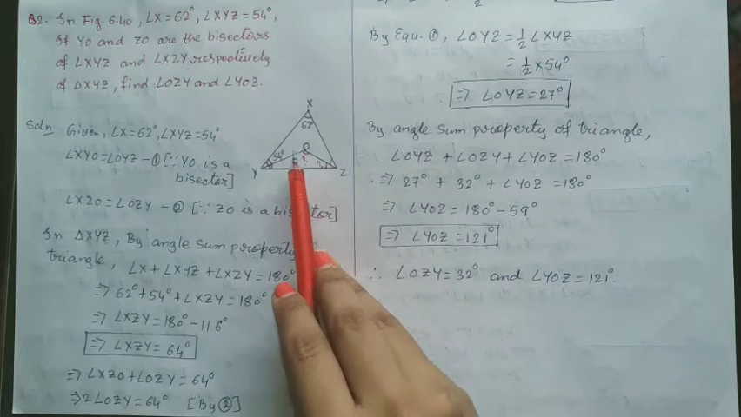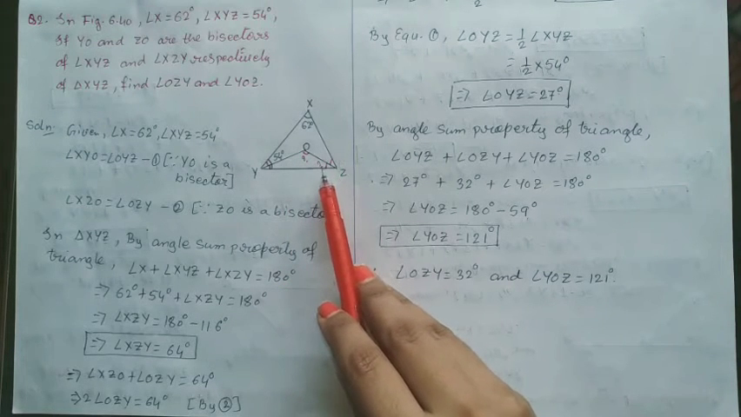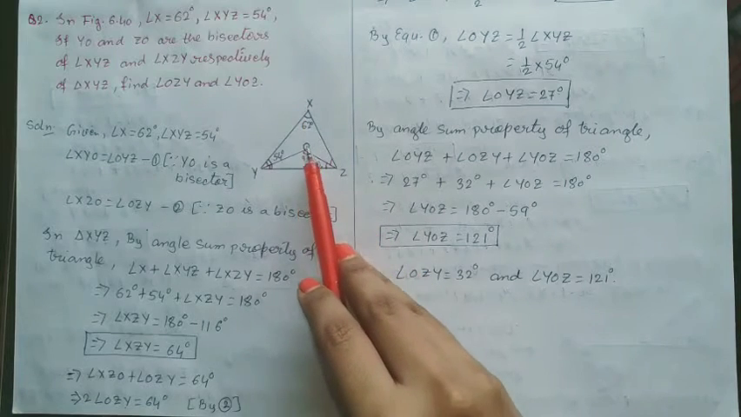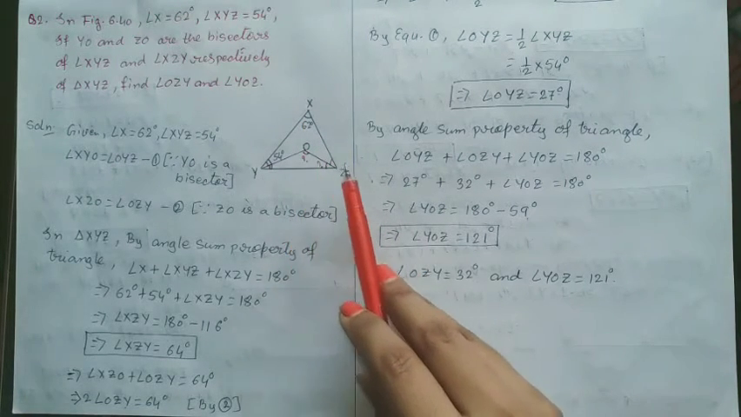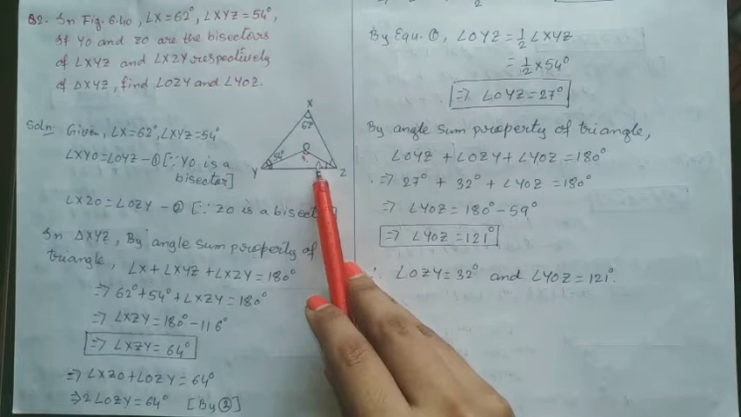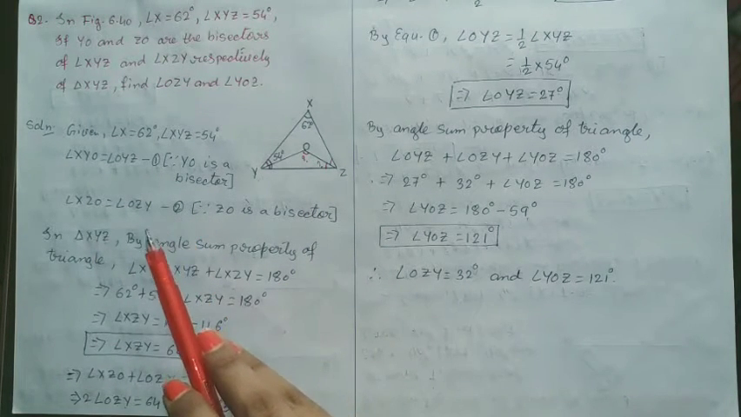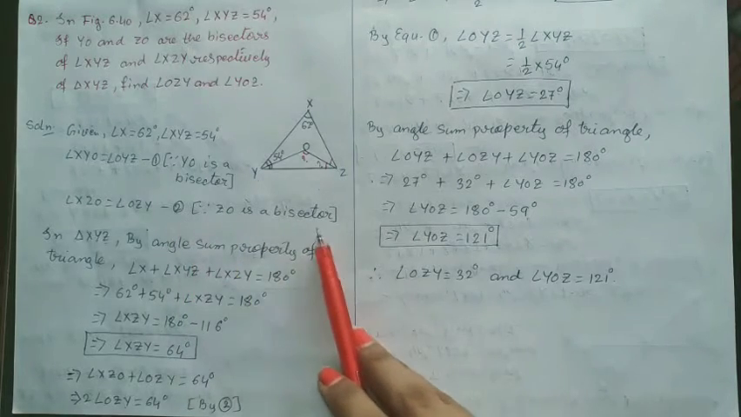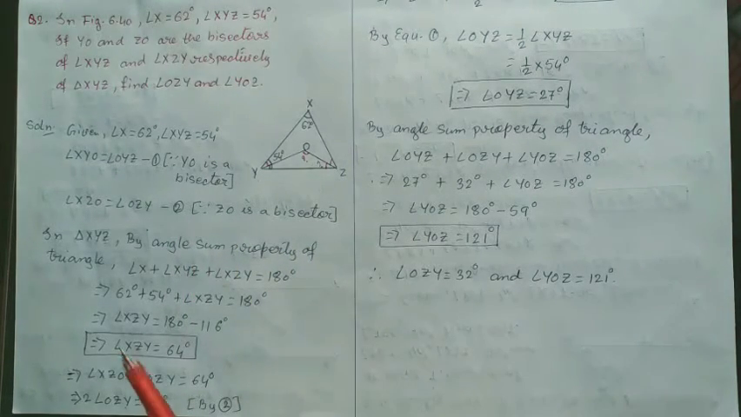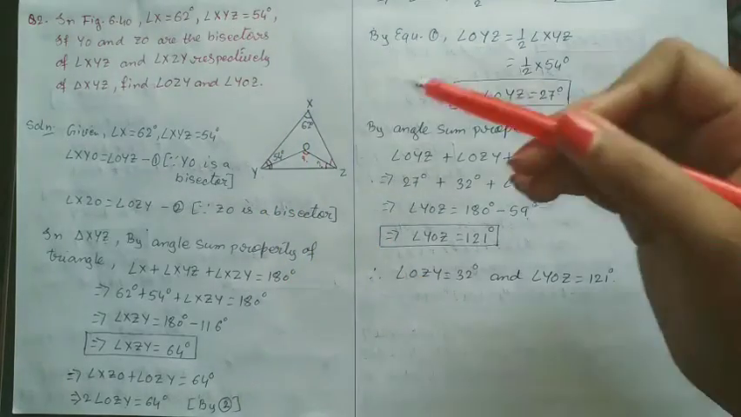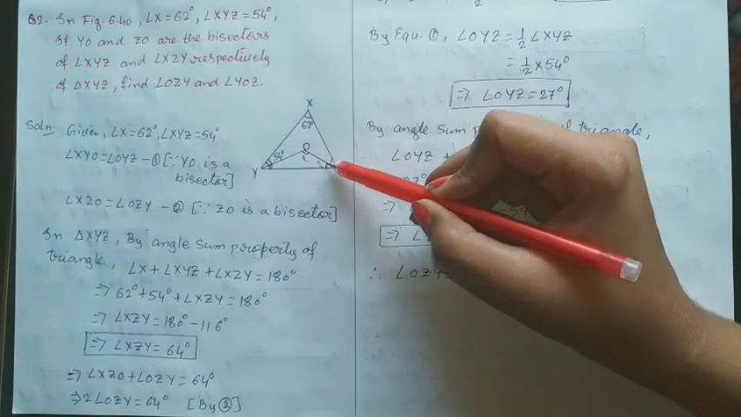Similarly, ZO is the bisector. That means these two angles are equal. So naturally we can say XZO, that means this angle, is equal to OZY, that is this angle. So these two are equal. We have written it down and marked it as equation 2, followed by the reason. Next, in triangle XYZ, what is our target? Our target is to find out the value of these two angles.